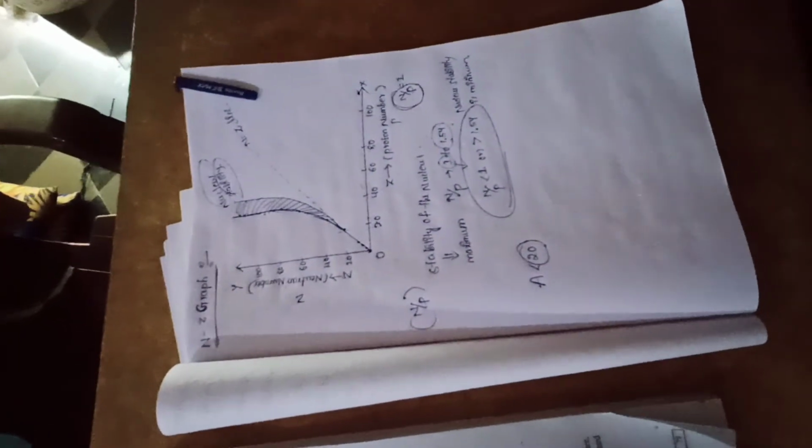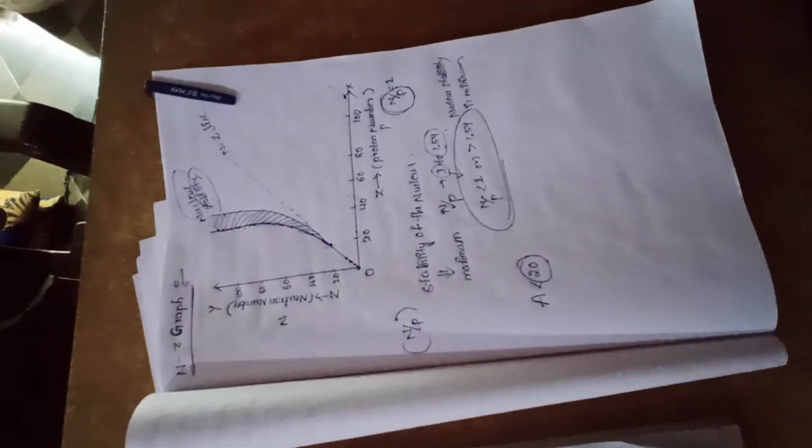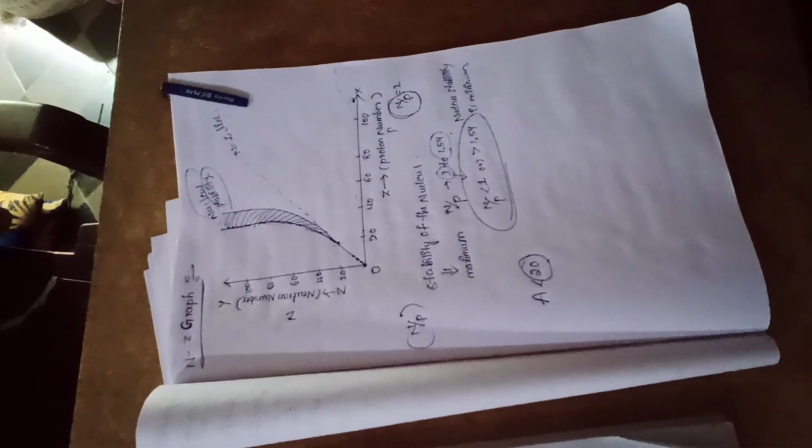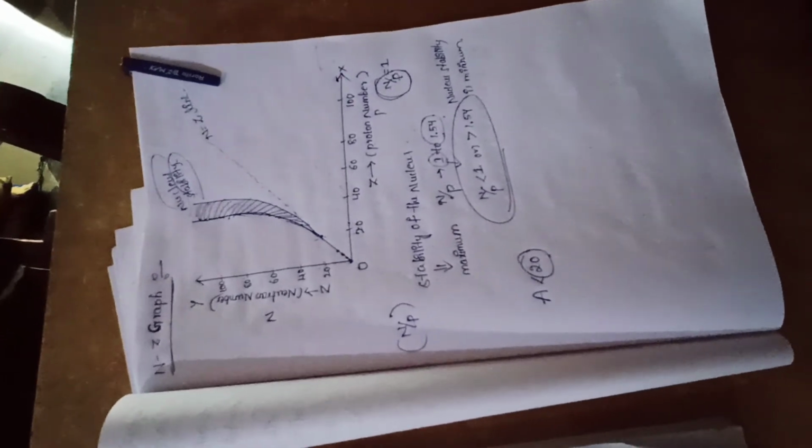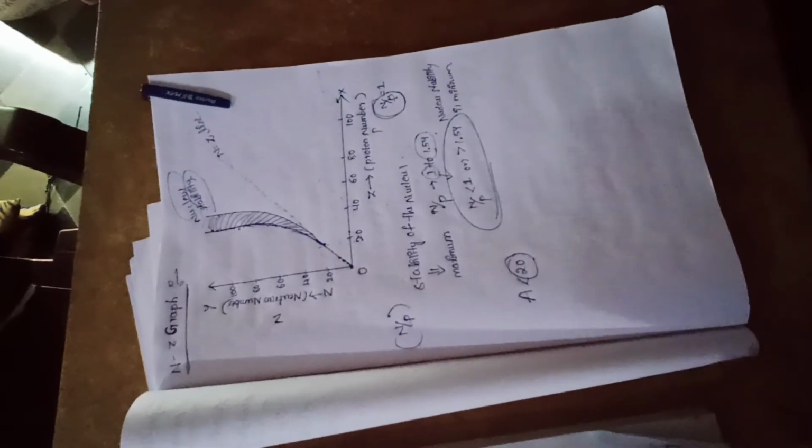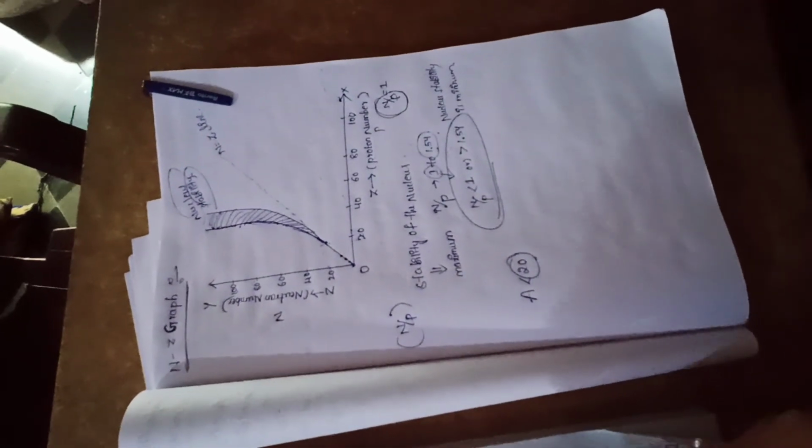This is what about the NZ graph, very important for the short answer question. Most of the times they are asking about the NZ graph. Nothing to be worried, it is a very easy question. You have to take the proton number on x-axis and neutron number on the y-axis. Then simply you have to increase the mass number and draw the graph.